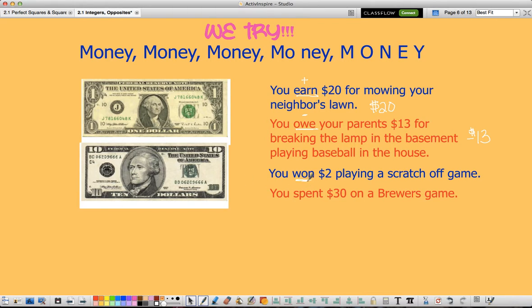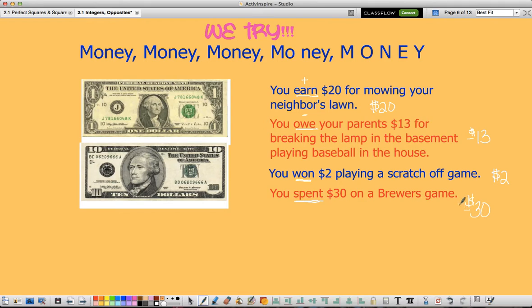You won $2, so that's going into your bank account, so that's a positive. And you spent $30. So it's words that help us know whether or not it's a positive or a negative. You have to look at the word and what's happening to the money. So anything that would be going out of your pocket would be a negative. So spending, owing, debt, all of those are going to be negatives, or debit. So when you debit something, you're taking it out of your account. When you earn, win, or get credited money, that's a positive. That's going into your account.